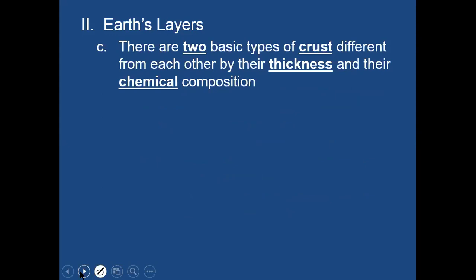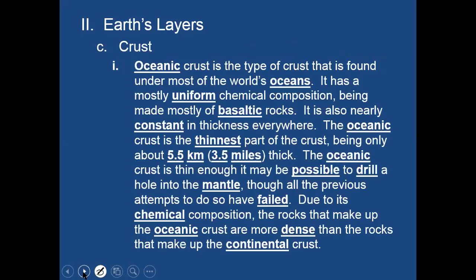So there are two basic types of crust. I'm not going to get too much into this because we're going through this in a different way than we normally would, but they are categorized on two features, their thickness and their chemical composition. So we have the crust that's under the ocean.